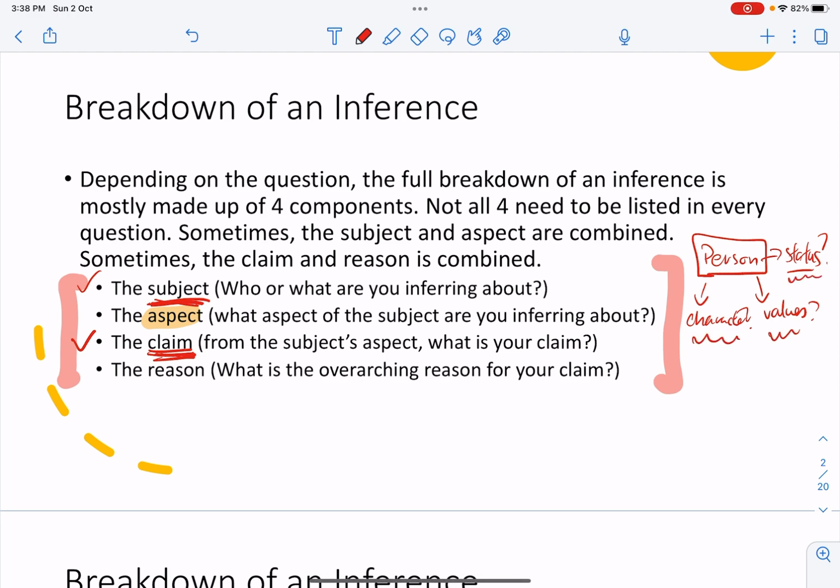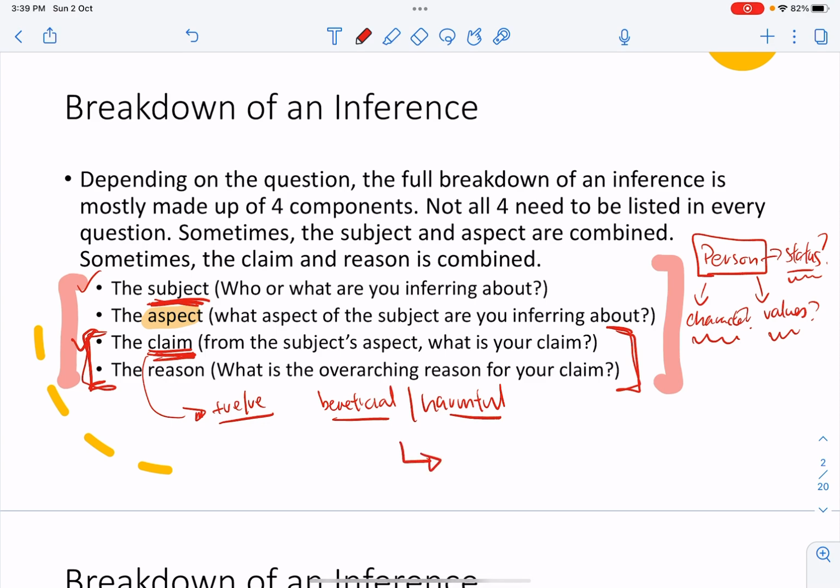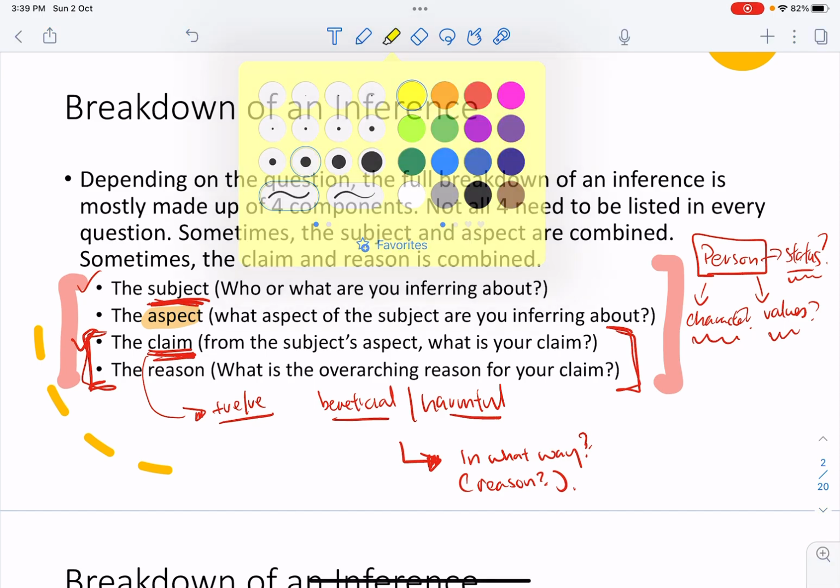What about his status? The reason why I split between the claim and the reason is because there are some instances where your claim will be positive or negative. There are some instances where your claim will be things like beneficial or harmful. In this case, these two words here, although a correct inference, are not that clear. You still need to break it down further and tell me in what way. In what way is it beneficial? In what way is it harmful? Or in other words, what exactly is the reason for it being beneficial or harmful? And that falls under your reason.